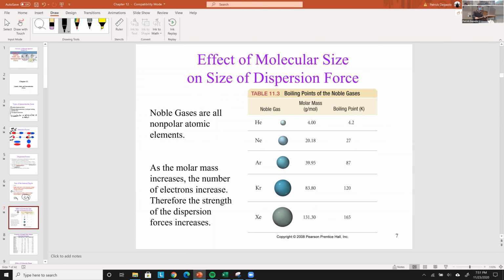And the same with these noble gases. The smallest one, which is helium, will have the lowest boiling point because helium atoms only have 2 electrons. Molar mass is 4. These 2 electrons will be moved a little bit, but that charge that'll be created, that induced dipole, will not be very big in comparison to xenon, for example.